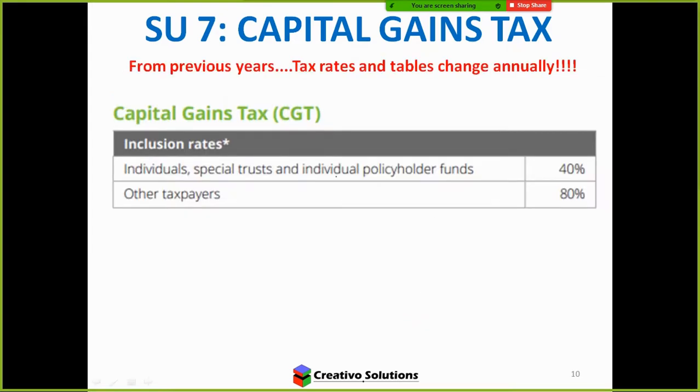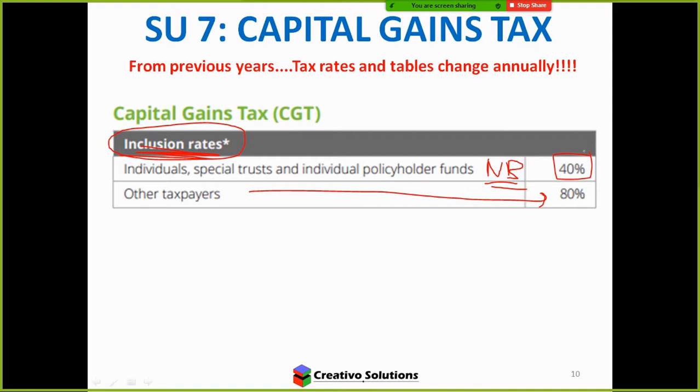Here's the capital gains tax in terms of the inclusion rates. Individuals have to include 40% of the gain. Other taxpayers have to include 80% of the gain. That's what you have to include of the gain.